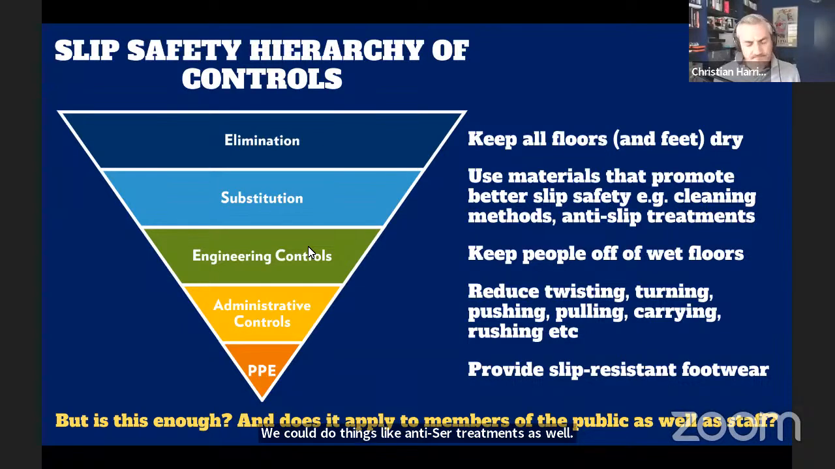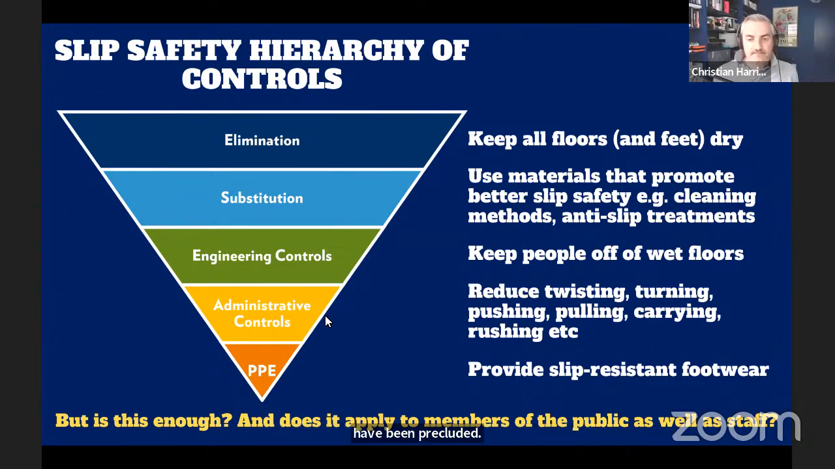Engineering controls, can we just keep people off of wet floors? There's a famous case where a man called Stanley May slipped in a co-op store in Truro, he banged his head and he sadly passed away. And the co-op was fined criminally by Cornwall Council after that case. And one of the things they said was that access to that floor should have been precluded.